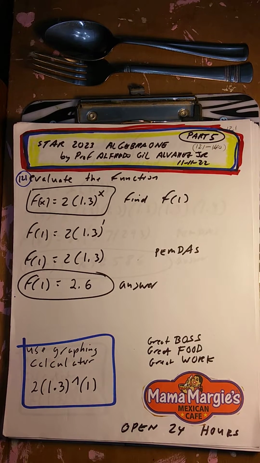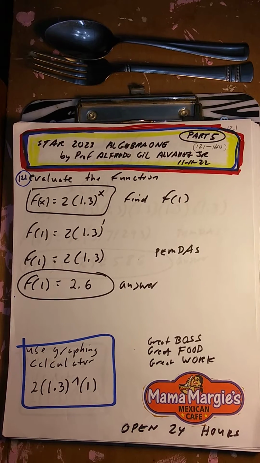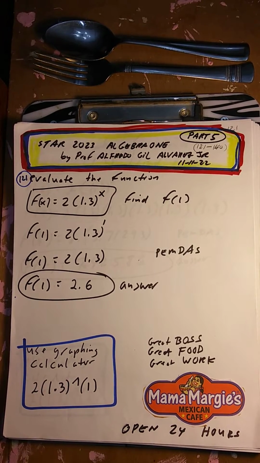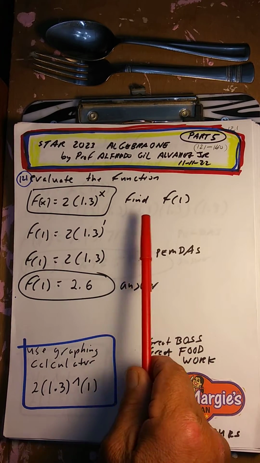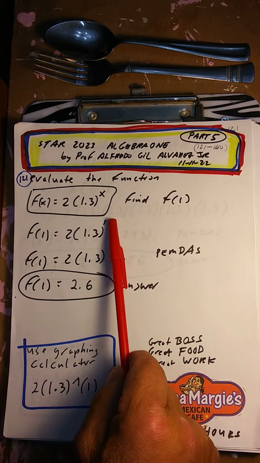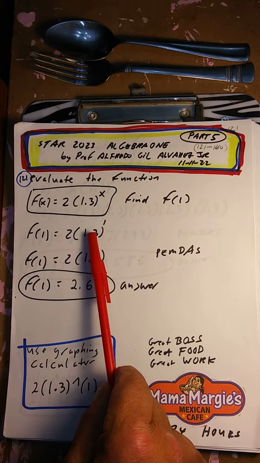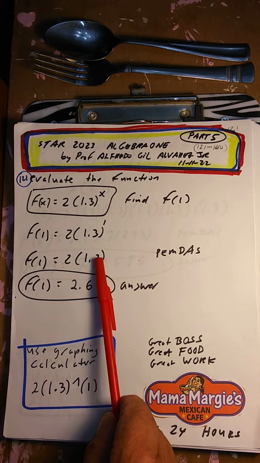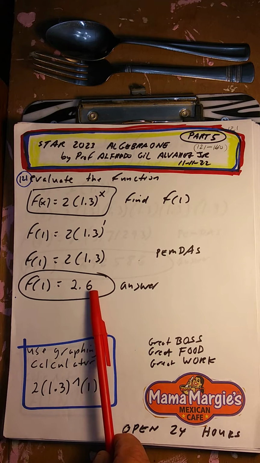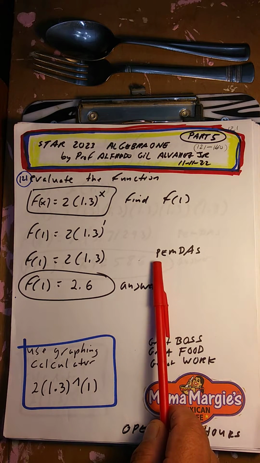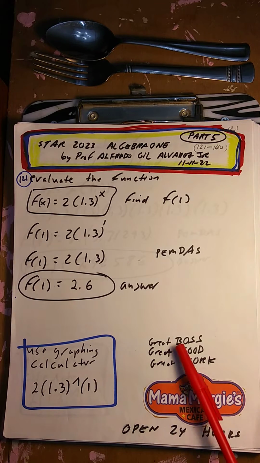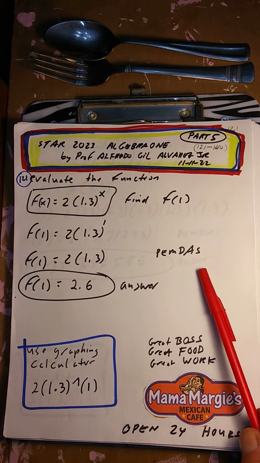So now, let's go here. How do you evaluate the exponential function, f of 1? Put a 1 there for the value of x. 1.3 to the 1 power is 1.3, and 1.3 times 2 is 2.6. Please excuse my dear Aunt Sally, order of operations: parentheses, exponent, multiply, divide, add, subtract.